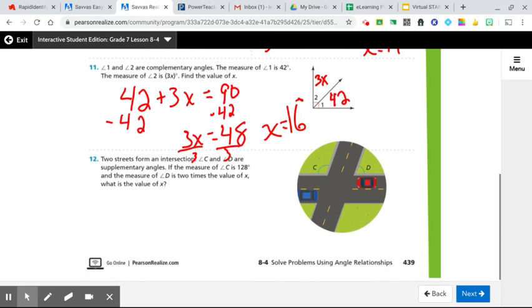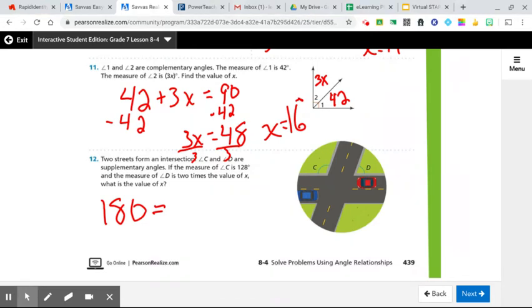Two streets form an intersection, angle C and angle D. They are supplementary angles. So first, let's stop for a second. When I add two supplementary angles together, I hope that you know that is going to total 180 degrees. So I know that's my end point, 180 degrees. So now I need to figure out what I need to do to get to 180. So I'm going to keep reading.